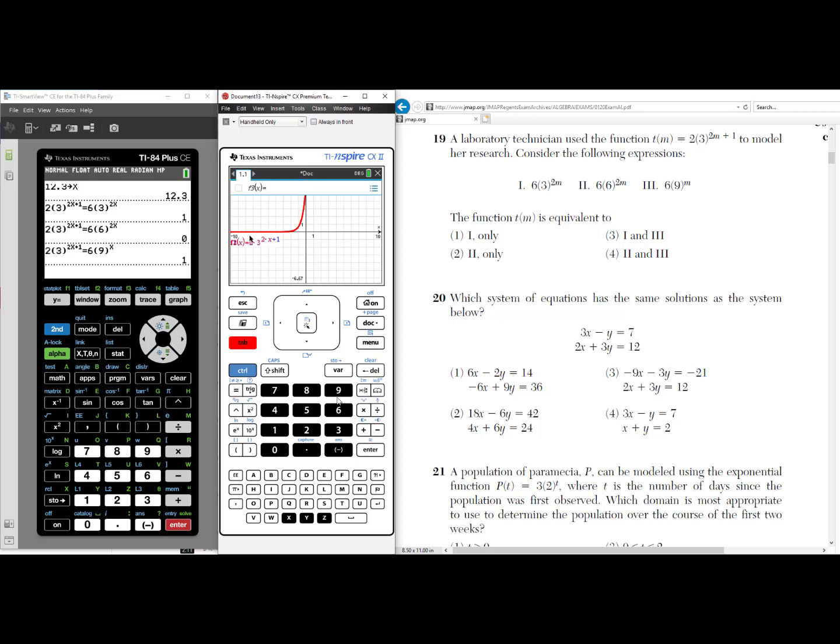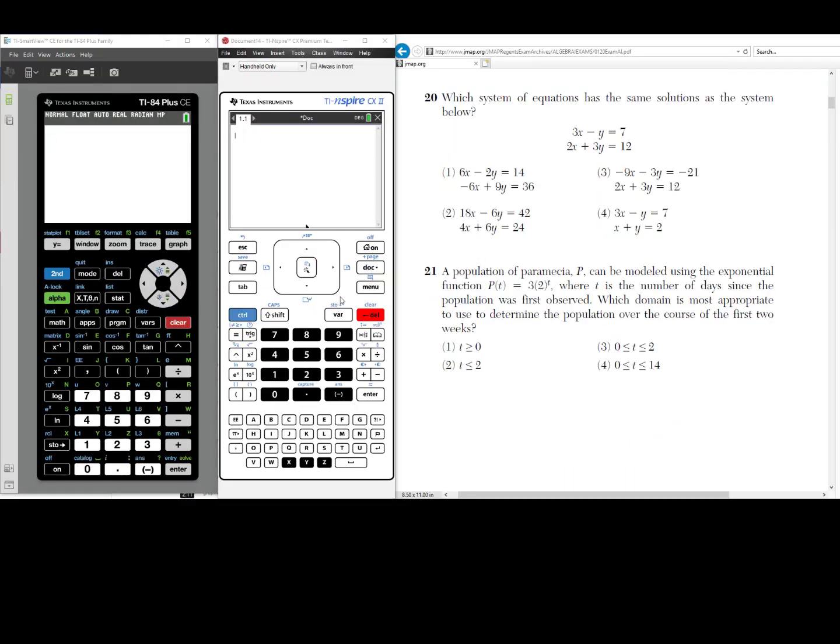Tab, let's try option 2, 6 times 6 raised to the 2x. Slightly different, so answer 2 is not equivalent. Option 3, 6 times 9 raised to the x. And again, same as number 1, so 1 and 3 are correct.